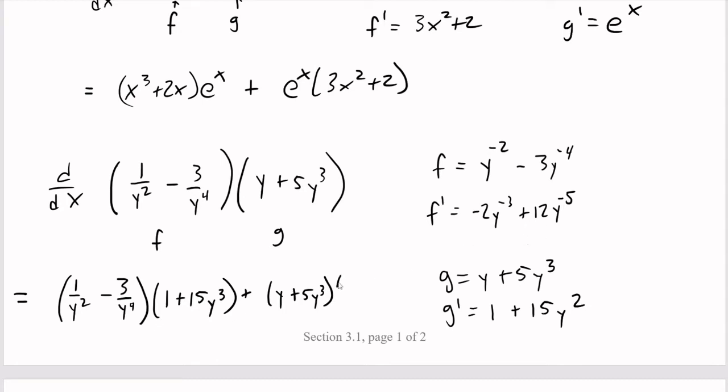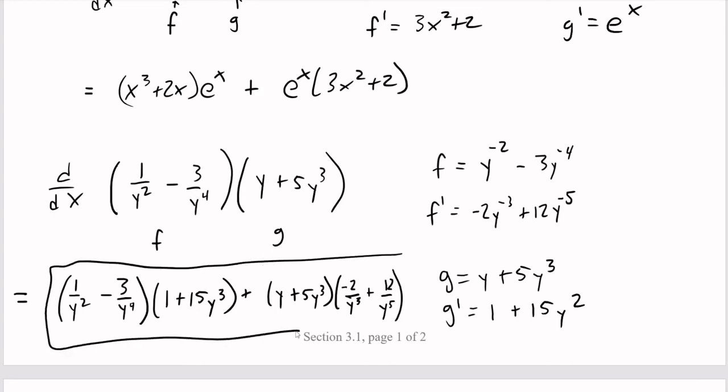And then f prime. And again, you can put this in any form. You can put things back on the bottom if you don't want the negative exponents. That's fine too. Plus 12 over y to the 5th. I mean, it's messy. It's not the nicest thing in the world, but it's the derivative.